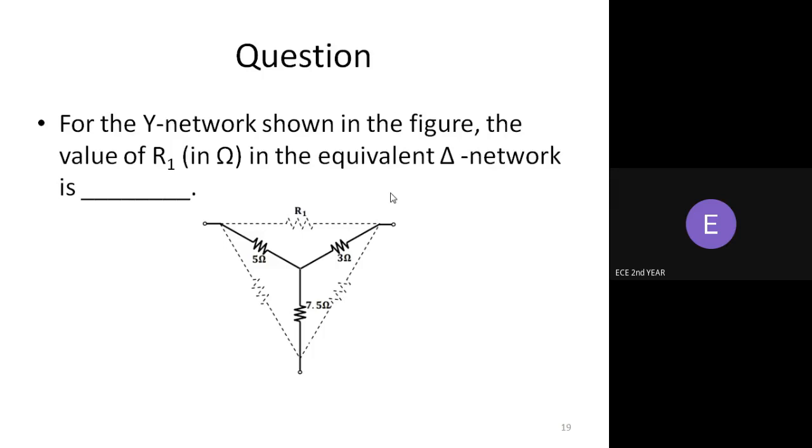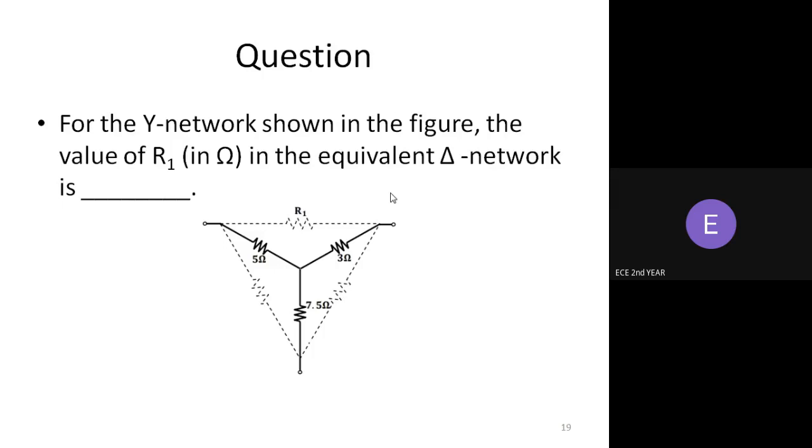And we'll switch over to the next question. For the given Y network or star network, calculate the value of R1 in the equivalent delta network. So basically, they have given the star network, and we need to convert the star network into the delta network.